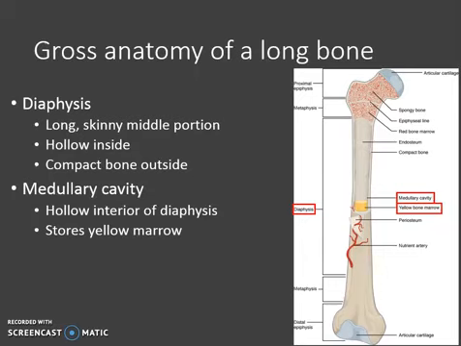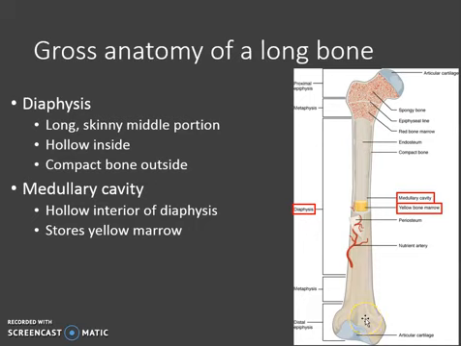Let's take a closer look at some of the structures associated with the long bone. So remember with the long bone, we said that it tends to be longer than it is wide, but it has these enlarged ends on either end of it. So this picture right here is a drawing of a femur, which is the thigh bone.